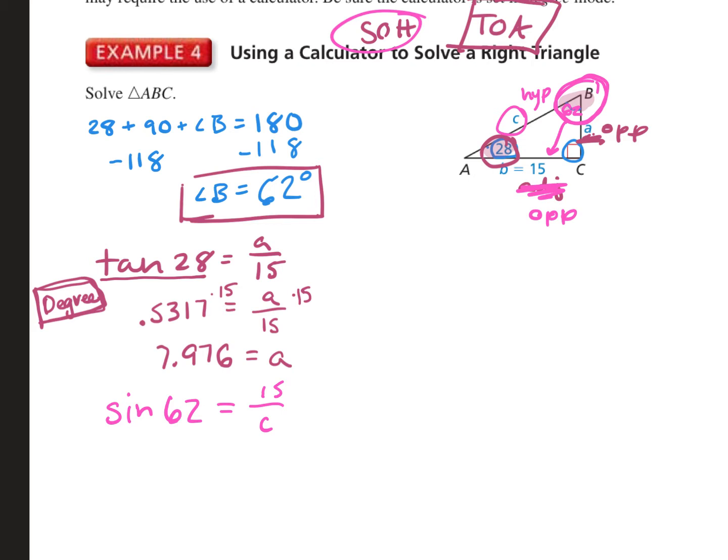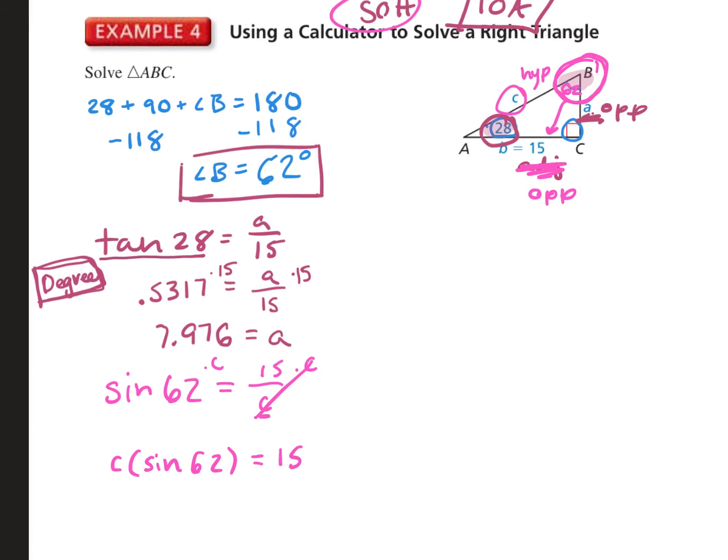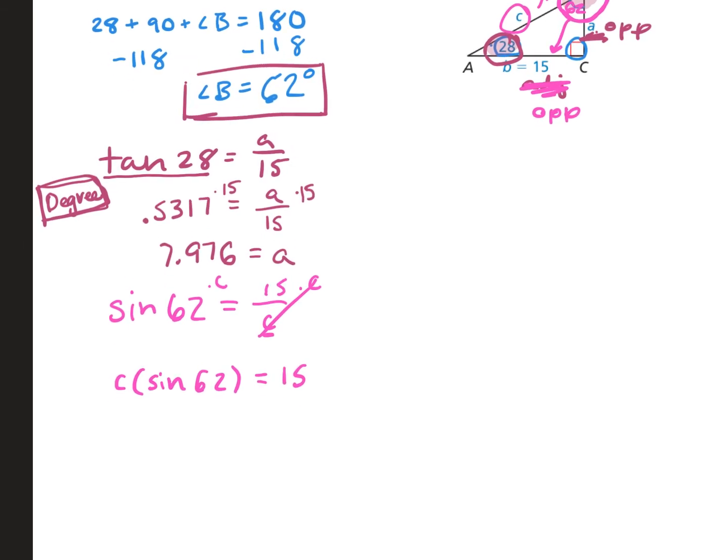So this one's a little bit different. When your variable's on the bottom, we still have to multiply C on both sides to get it out from the denominator. So I have C times the sine of 62 is equal to 15. Now I want it to be C equals, and since C is being multiplied by sine of 62, I'm going to divide by sine of 62 to move it to the other side. So we get C is equal to whatever this is in our calculator.